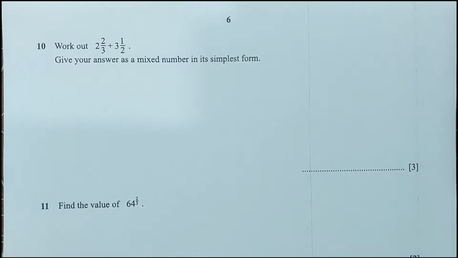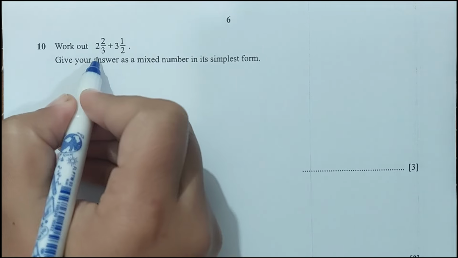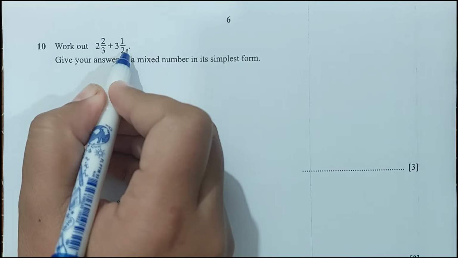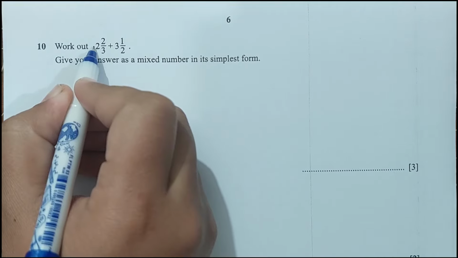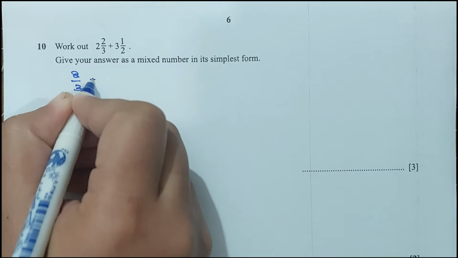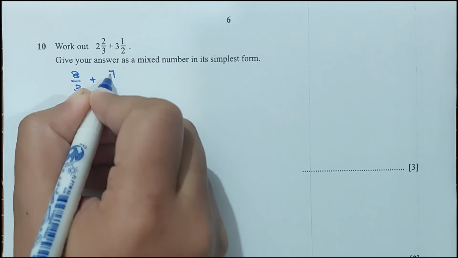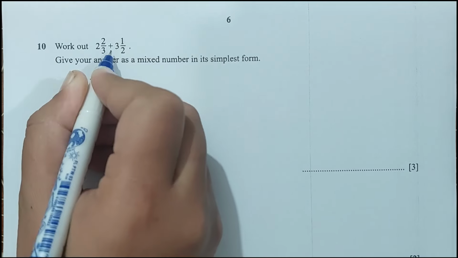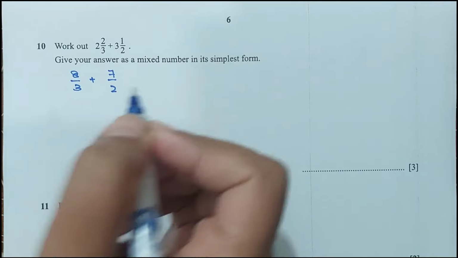Right. Question number 10, we have to work out, give your answer as a mixed number in its simplest form. So first convert the mixed number into an improper fraction. 3 times 2 would be 6, and 6 plus 2 would be 8 over 3, plus 3 times 2 is 6, 6 plus 1 is 7 over 2. 2 times 3, 6, 6 plus 1 is 7, yes.